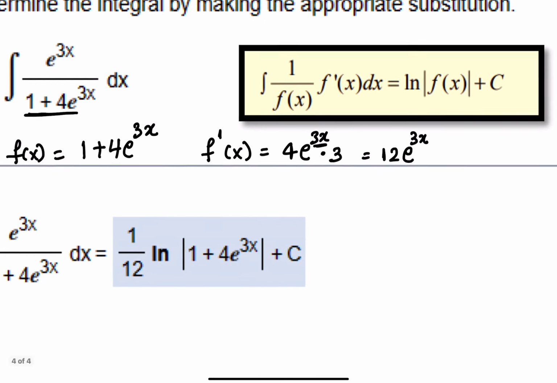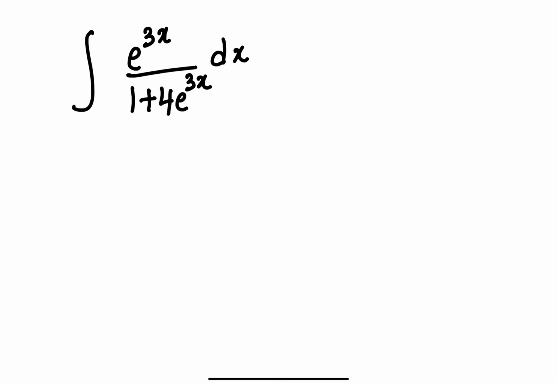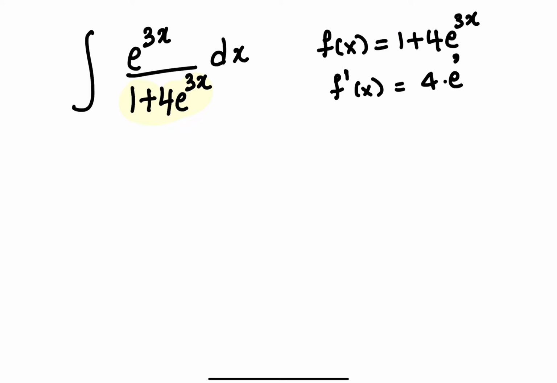So let me redo this one. Let me rewrite this whole thing here so it's easy for you to understand. e power 3x over 1 plus 4 e power 3x dx. Again, I'll start with this as my function. So my function f of x is 1 plus 4 e power 3x. The derivative of this function is going to be 4. Derivative of e power 3x is e power 3x times the derivative of 3x, which is 3. So this is 12 e power 3x, as you can see.